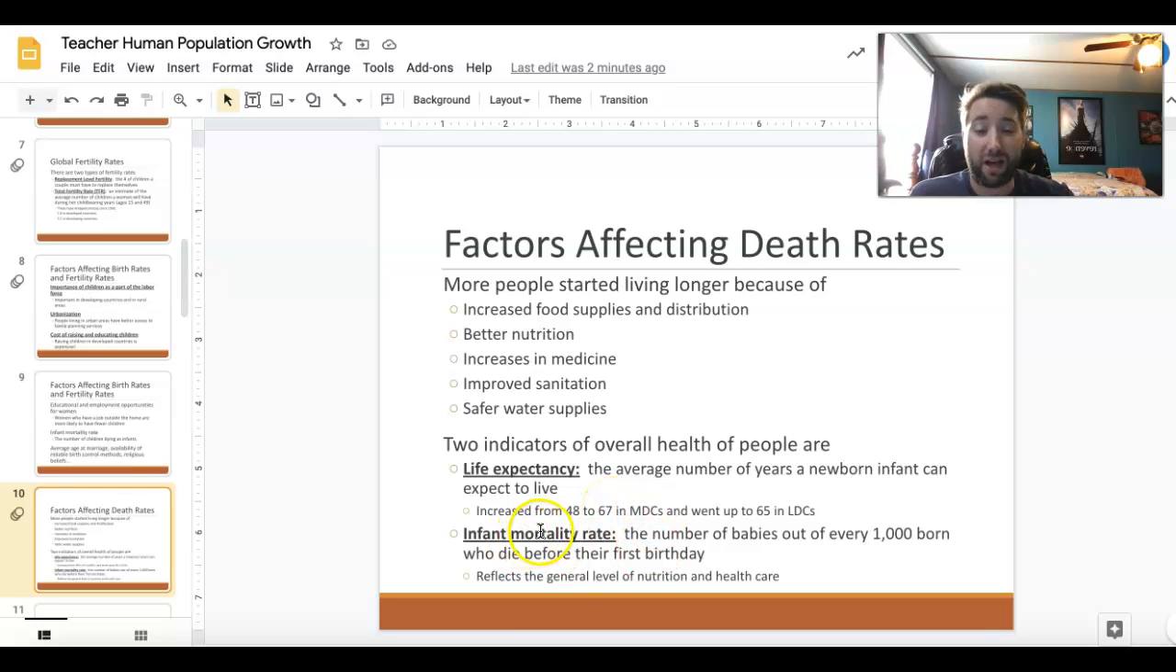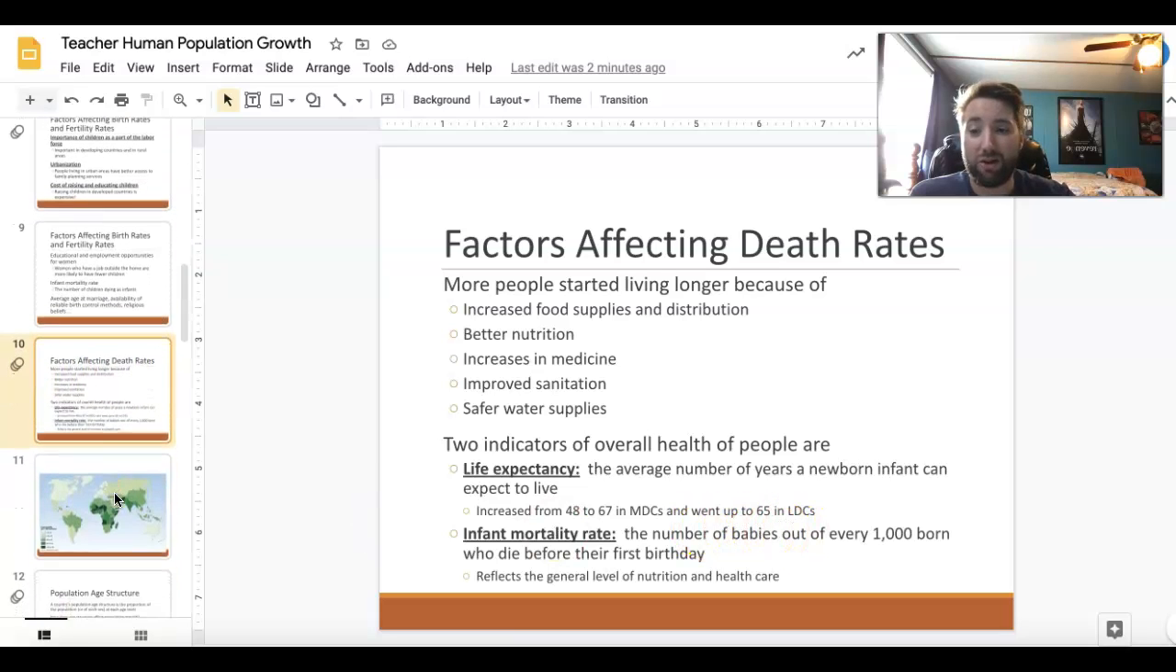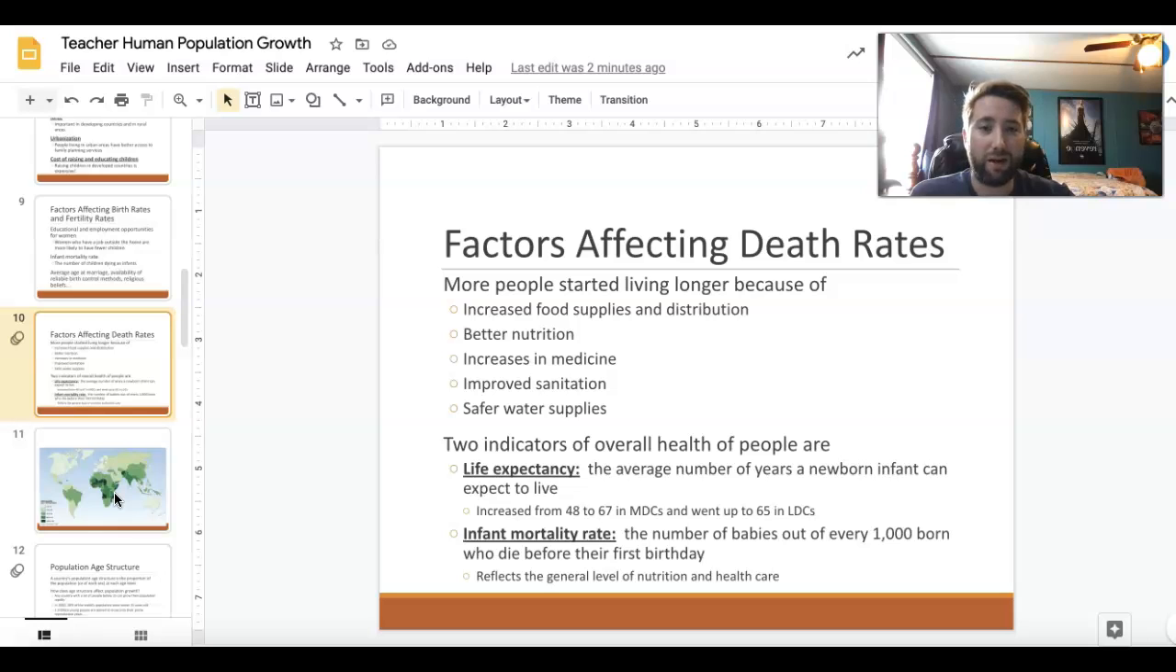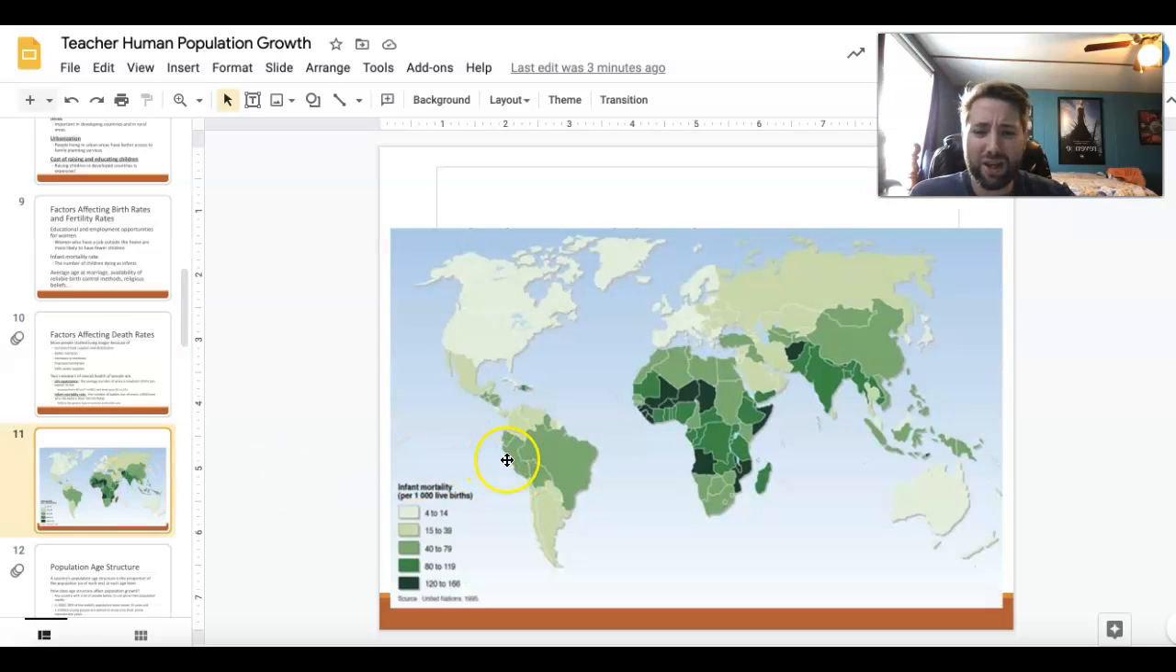And then there's the infant mortality rate, and that's the number of babies that are born who die before their first birthday. And usually that's going to give you something to look at, like what is the level of medical care, the level of nutrition, and all that kind of stuff. So here's infant mortality rate per 1,000 live births. If you look down here, the dark green is going to be your largest number. So sub-Saharan Africa here, I believe this country is Afghanistan. And then 80 to 119, again, we've got this Southeastern Asia here.